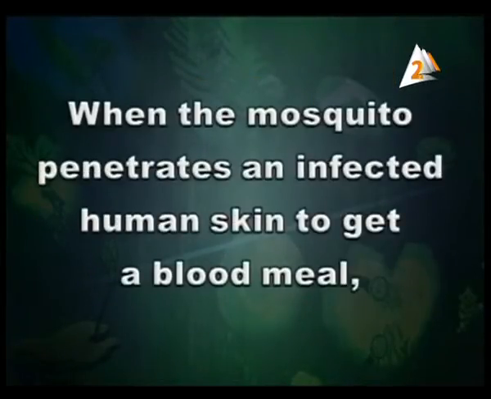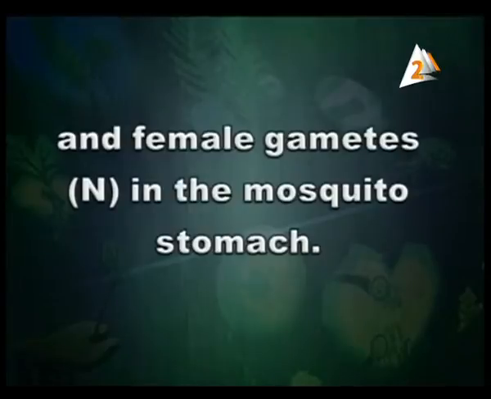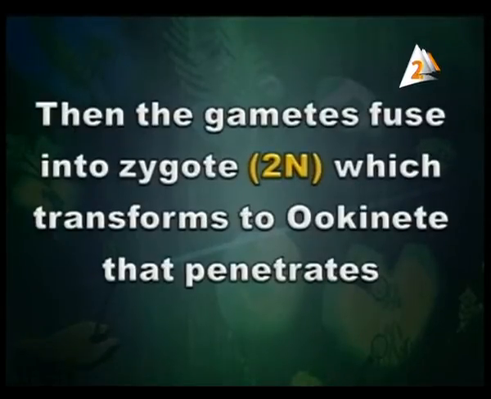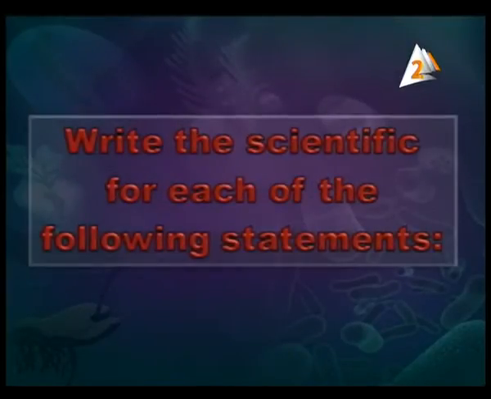As you see, when the mosquito penetrates an infected human skin to get a blood meal, it takes the infected blood cells with it, where gametocytes arise into male and female gametes in the mosquito stomach. Then the gametes fuse into a zygote, which transforms into an ookinete that penetrates the wall of the mosquito stomach and grows into oocysts.